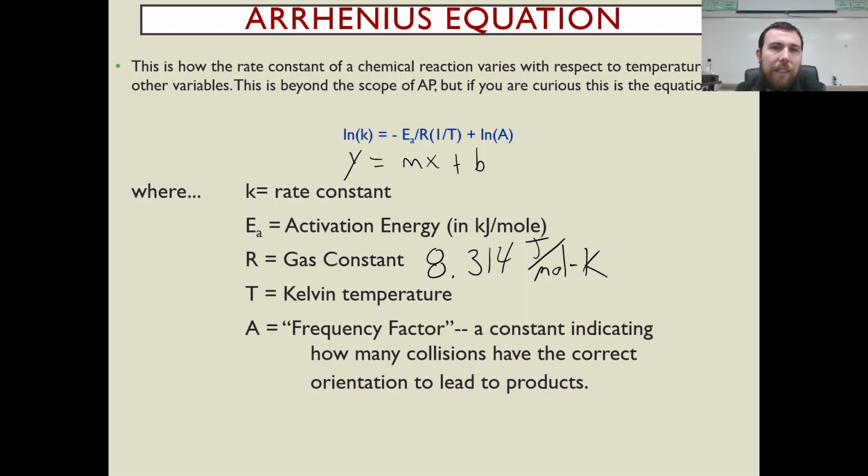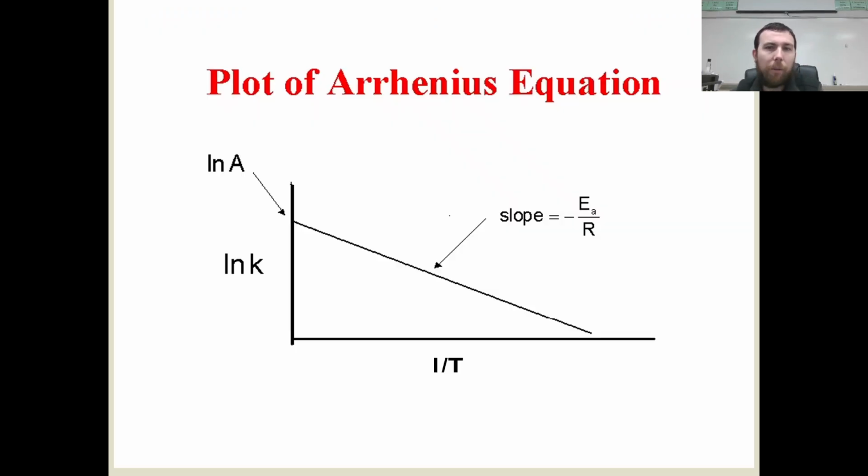As you can see here, we've got y equals mx plus b, so we've got it in that slope-intercept form, and in this case the slope needs to be negative, right? But we could simply plug in our information, put it in the calculator, and get the slope of our line. Because if we do that, we're going to see that the slope of that plot gives us the activation energy over our gas constant. So if we know the slope and the R value, we can solve for the activation energy.